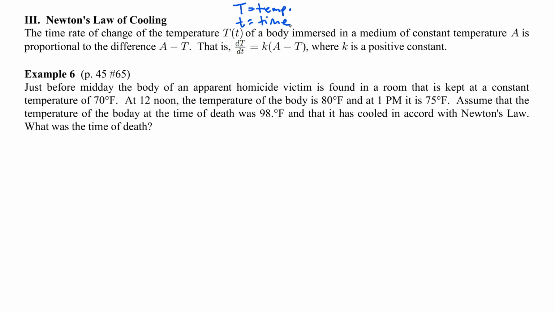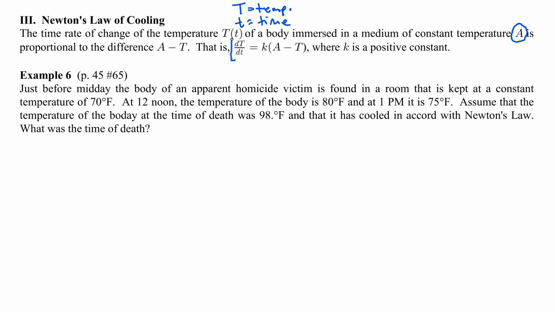So we're going to take some sort of object. Let's say that you are taking a cake out of the oven, right? You're going to place it at room temperature. So you're going to immerse this cake in room temperature. Now, what's going to happen to the temperature of that cake? Well, the temperature of the cake is going to decrease until it eventually matches the temperature of the surrounding medium. So that change in the temperature of the cake is modeled by what we call Newton's law of cooling.